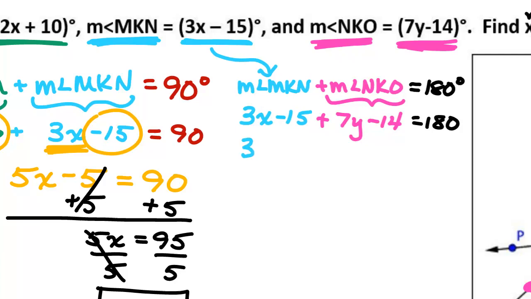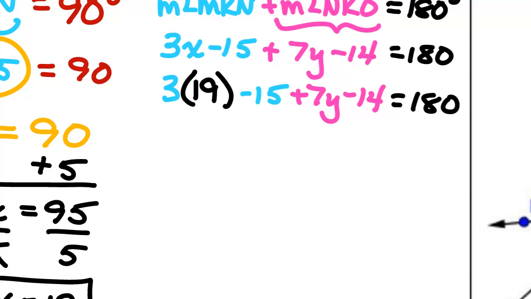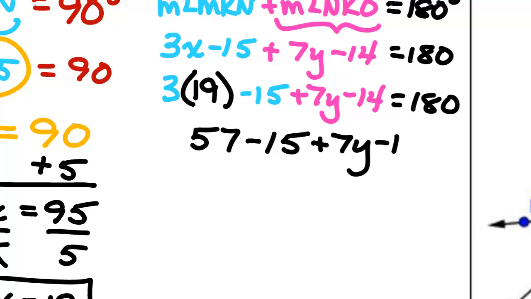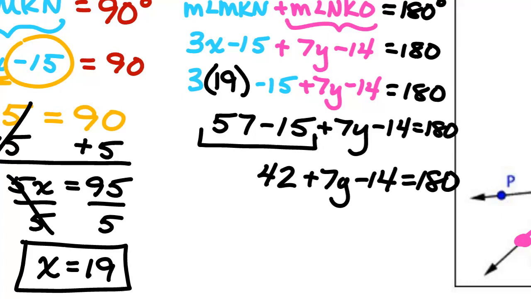We just found out that x is how big? So 3 times 19 minus 15 plus 7y minus 14 equals 180. What is 3 times 19? 57. So 57 minus 15 plus 7y minus 14 equals 180. What's 57 minus 15? 42 plus 7y minus 14 equals 180.